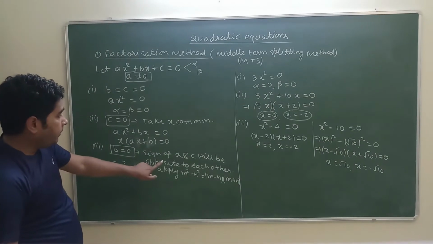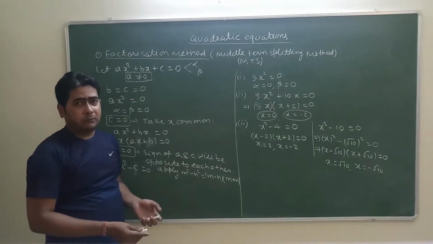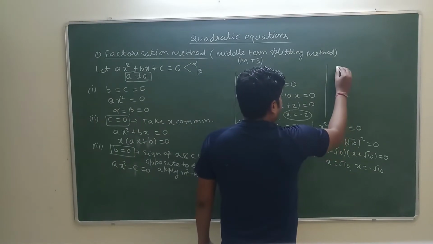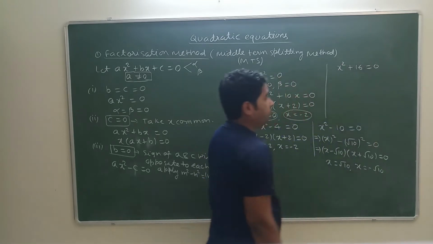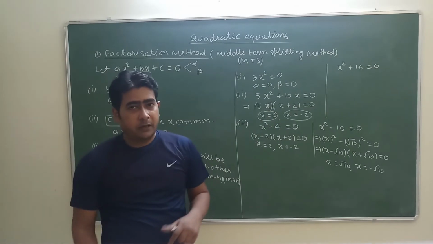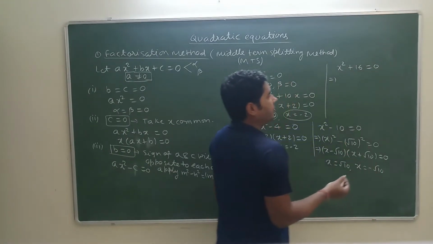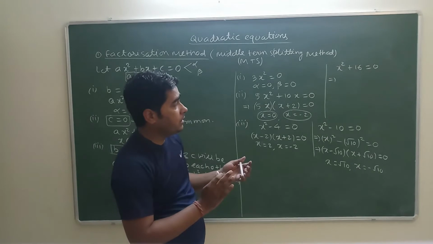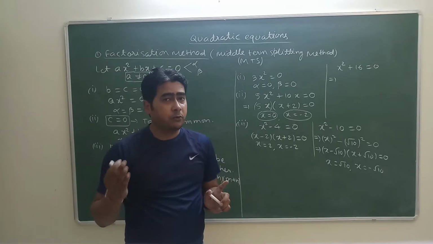Now, why have I written that a and c will be of opposite sign? What will happen if they are both positive or both negative? Let's see. Suppose there is an equation x square plus 16 is equal to 0. There is no b in this, which means there will not be any x term, but a and c are both positive. For this, I am not able to apply the identity a square minus b square, or m square minus n square. I cannot factorize it with the identity m square minus n square is equal to m plus n into m minus n.